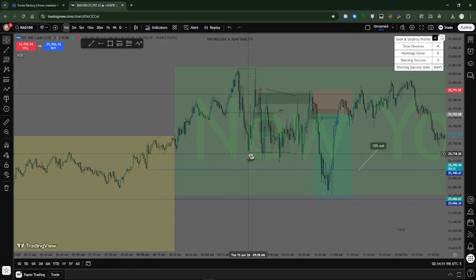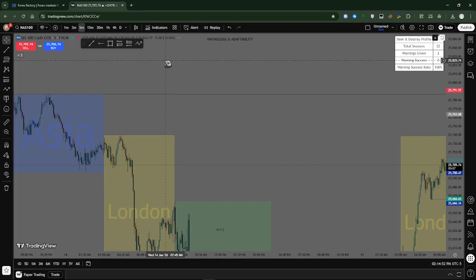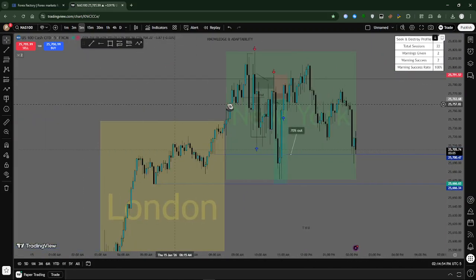So we had this big push to the downside. Looking at the 5 minute, we had this low. Breaking through this low definitely makes sense for pushing the price lower, for me.